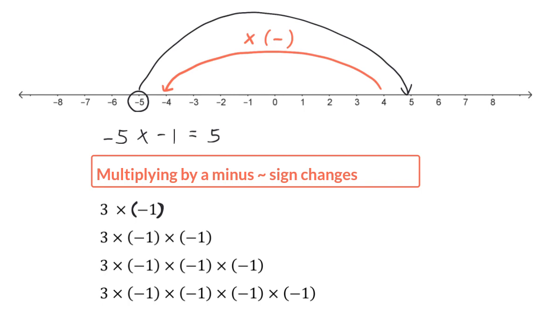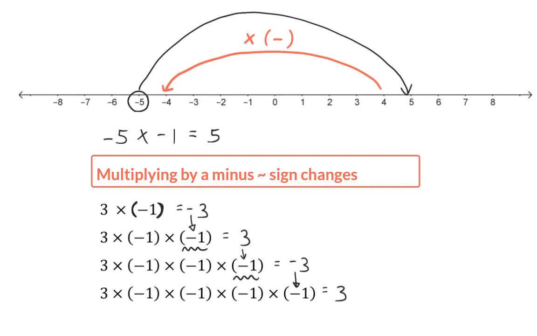In the first sum, we have 3 multiplied by minus 1. Therefore, our answer will be negative. In the second example, we multiply our previous answer with another minus 1, which means our answer of minus 3 will now change sign again and become positive 3. Next, we multiply by a third minus 1. So our previous answer will once again change sign to become minus 3.